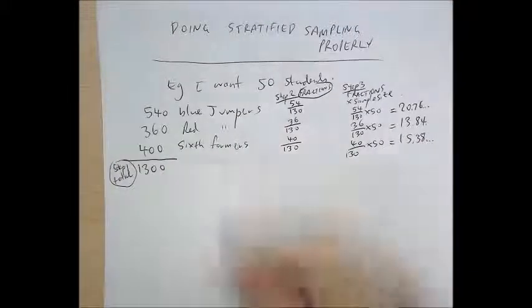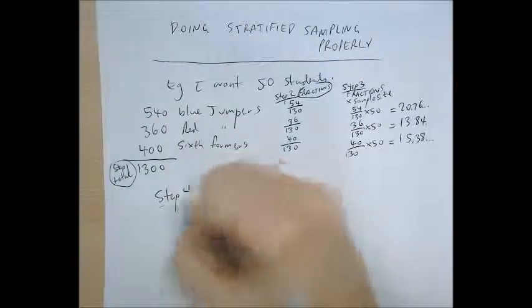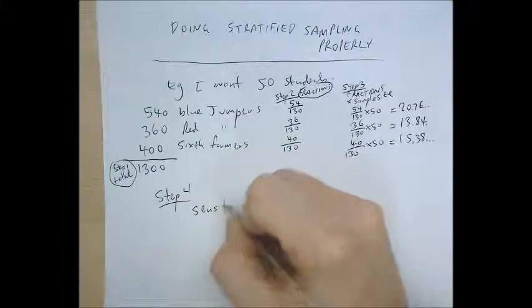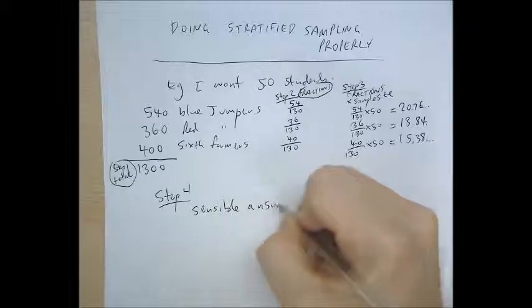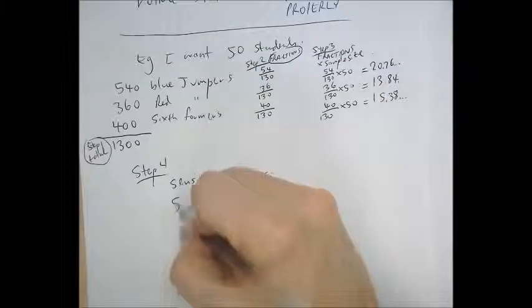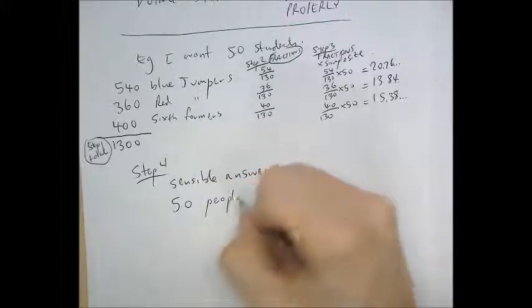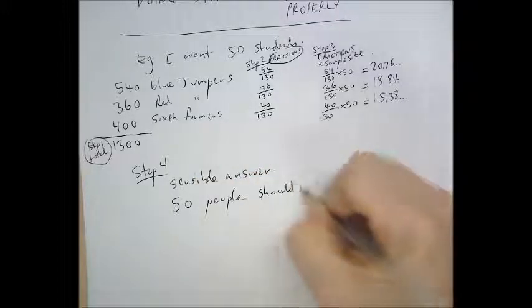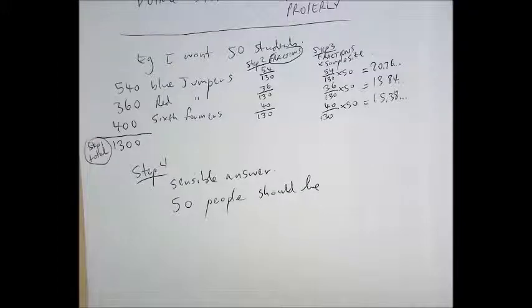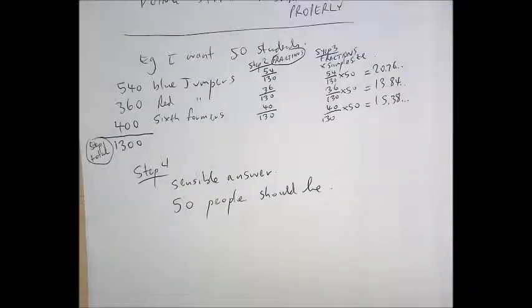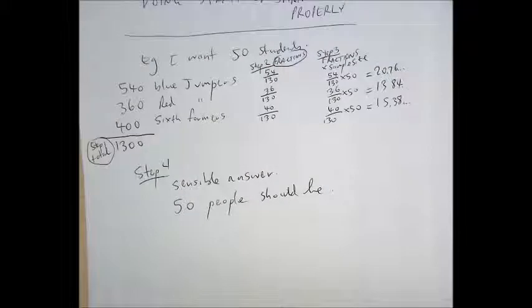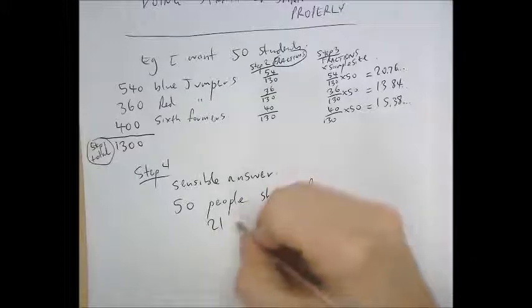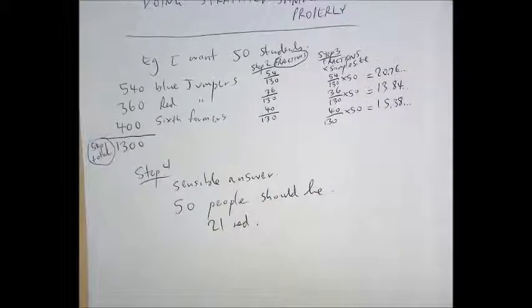And now step 4 is a sensible answer. Okay, what's my sensible answer? The 50 people should be... How many red? Lulu, how many red? I got 20.76. How many red jumpers should I take? It's easier than you think, it's 21.